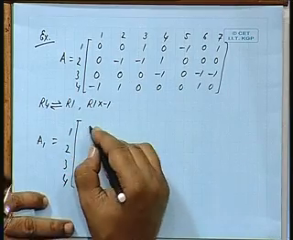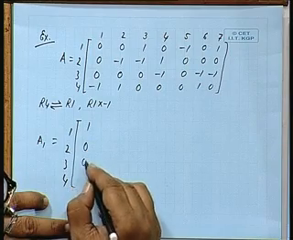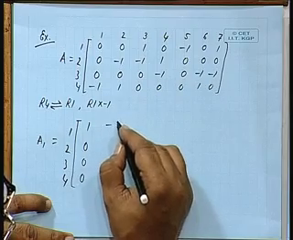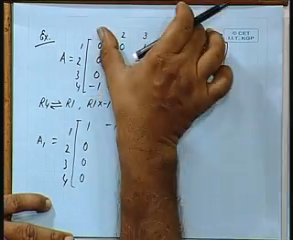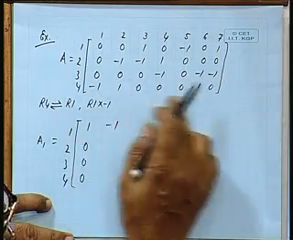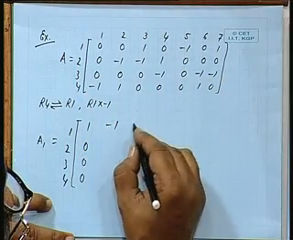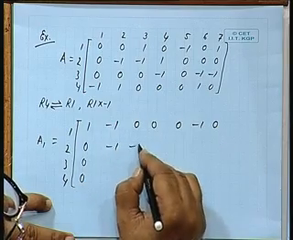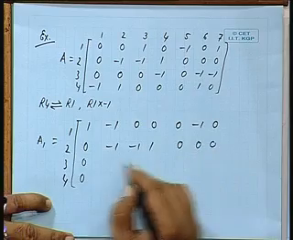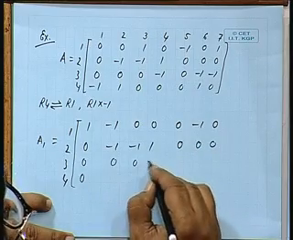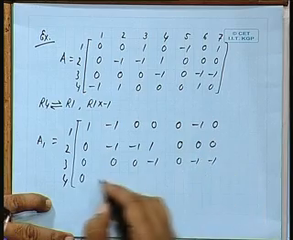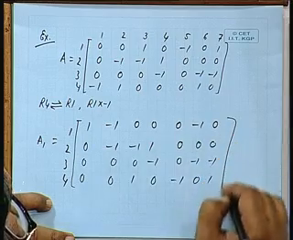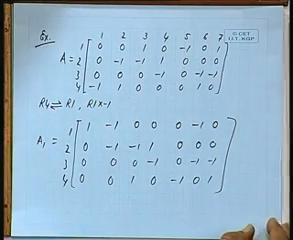So, 1, 2, 3, 4, 1, 0, 0, 0, minus 1, because I have replaced 1 and 4 and then I have negated this. So, 1 minus 1, then 0, 0, 0, minus 1, 0, then 0 minus 1 minus 1, 1, 0, 0, 0, then 0, 0, 0, minus 1, 0, minus 1, minus 1, and then 0, 0, 1, 0, minus 1, 0, 1. So, this is the next matrix that we get.